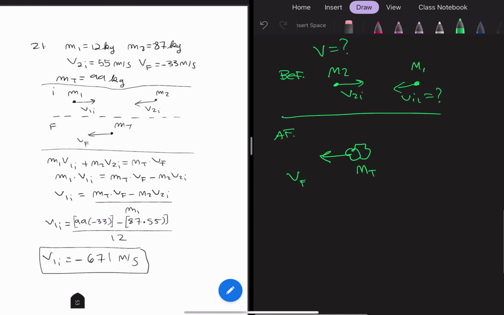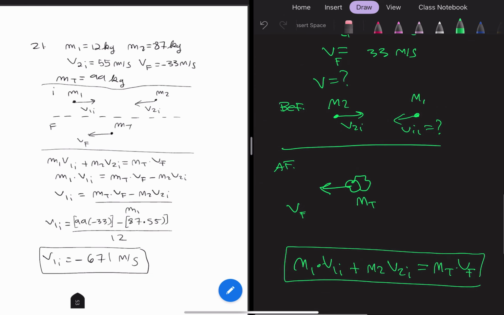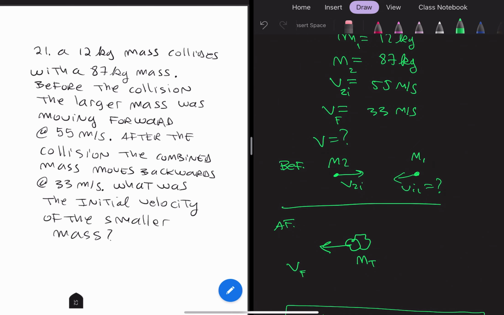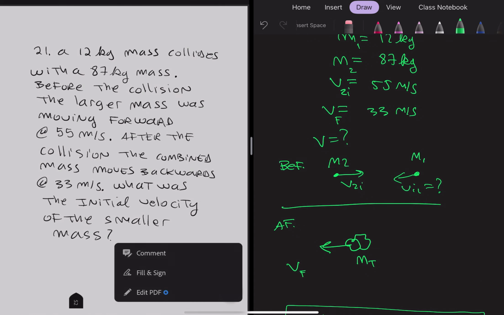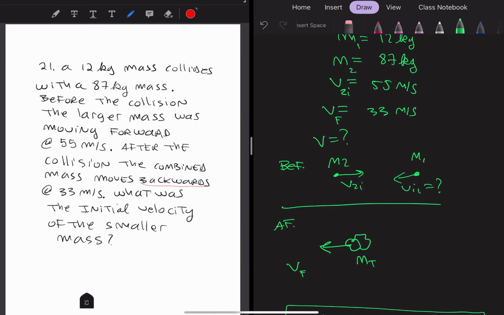Alright, so this is an inelastic collision, so we have to use this equation. Mass 1 multiplied by velocity 1 before the collision plus mass 2 multiplied by velocity 2 before the collision is going to equal the total mass multiplied by the common velocity of both objects after the collision. And one more thing: it's moving backwards after the collision. So here the 33 should be negative because it's backwards.